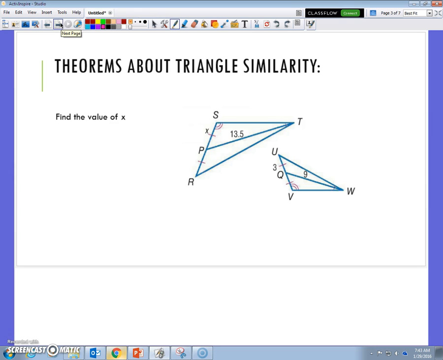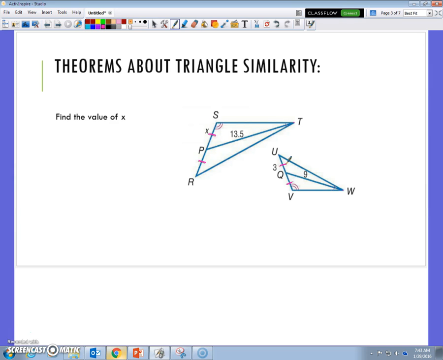Now, just looking at the diagram, it doesn't say there's any medians, but when I look at it, I see that T connects to segment RS, and it makes two equal parts. So that tells me that it's a median. And in this case also, W is connected to UV, and it makes equal parts right there.